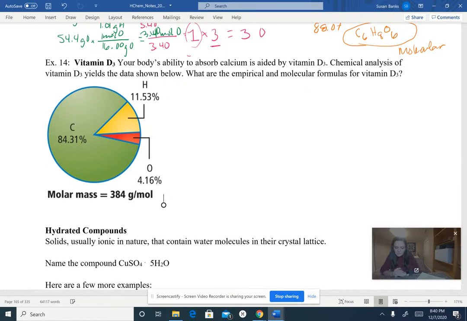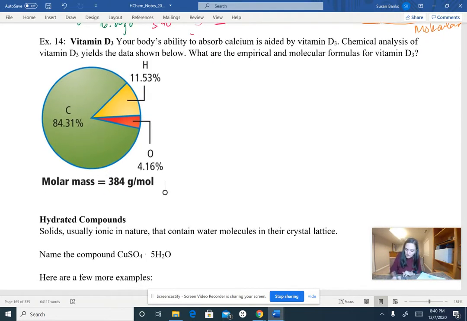Vitamin D. Your body's ability to absorb calcium is aided by vitamin D. That's why you will see vitamin D fortified milk. Chemical analysis of vitamin D3 yields the data below. What are the empirical and the molecular formulas for vitamin D? Okay, so we have our mass percents, we have our molecular mass here as well.